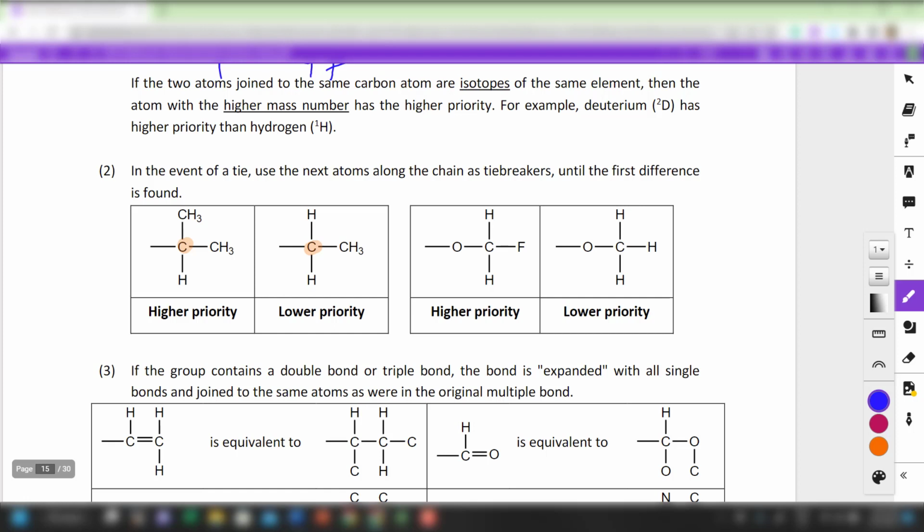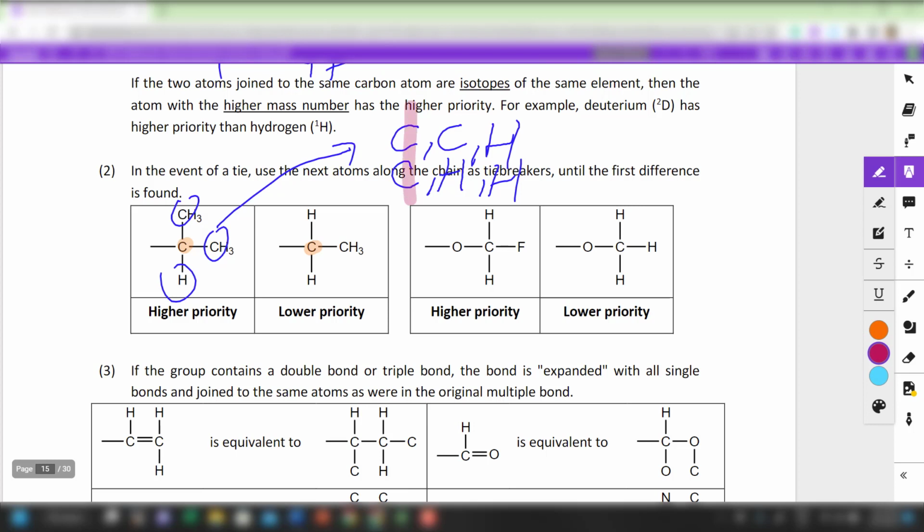So for example, this isopropyl group, right? I'm going to write down the 3 atoms in terms of decreasing atomic number. So I'm going to have C, C, and H over here. And then for ethyl, I'm going to have C, H, H. So what we're going to do here is we will just go across. There is a tie at the first atom, but carbon has a larger atomic number as compared to hydrogen. So in this case, isopropyl groups will have a higher priority as compared to an ethyl group.